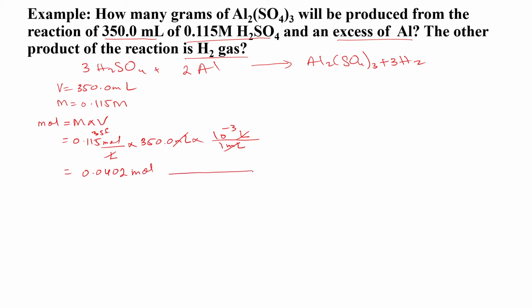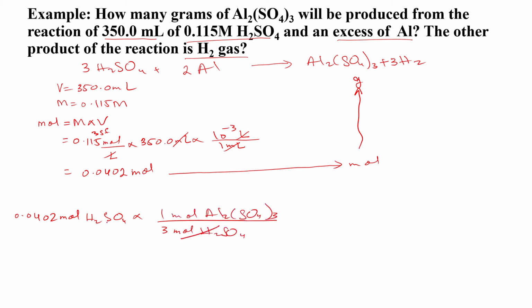We will convert these moles to moles of aluminum sulfate, and then from moles of aluminum sulfate, we will convert it to grams of aluminum sulfate. And this mole to mole conversion will come from the mole ratio from this balanced equation. So let's do this conversion here. And then from moles to grams, we need the molar mass of aluminum sulfate.